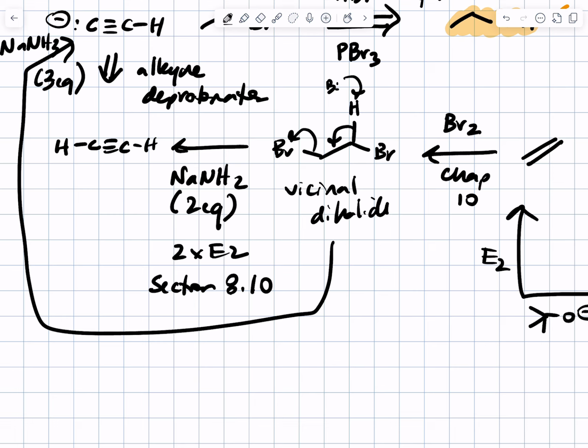It's an E2 reaction. So you need to get the bromos there so you can have leaving groups. If they're not there, you can't make the pi bonds.